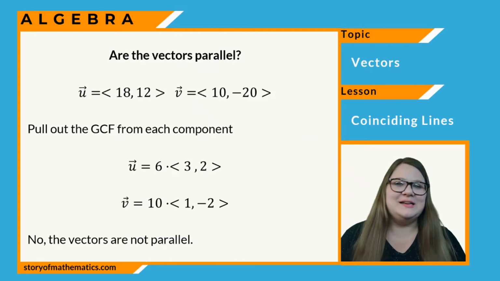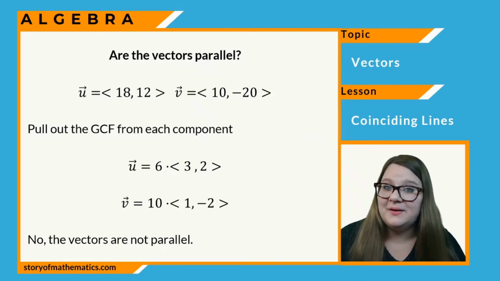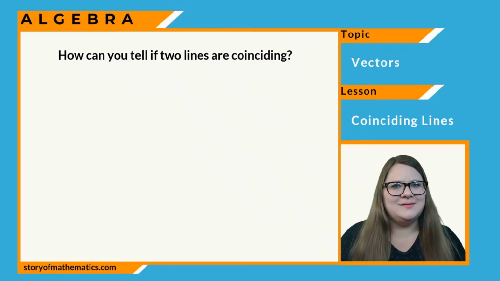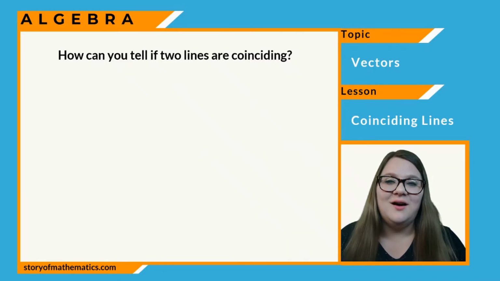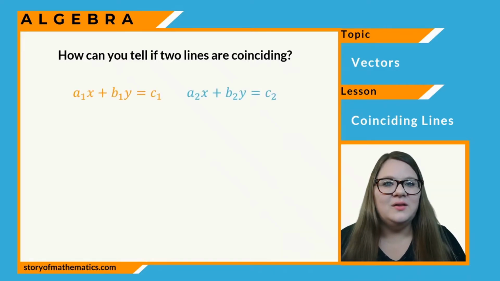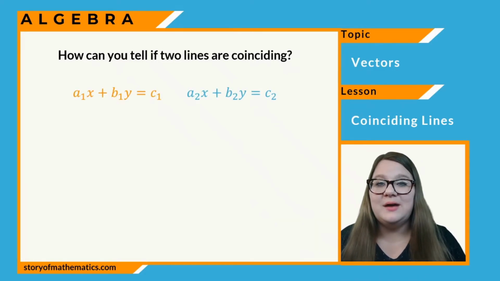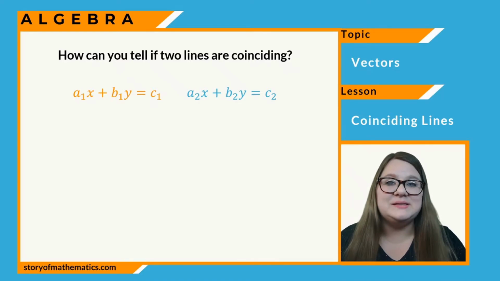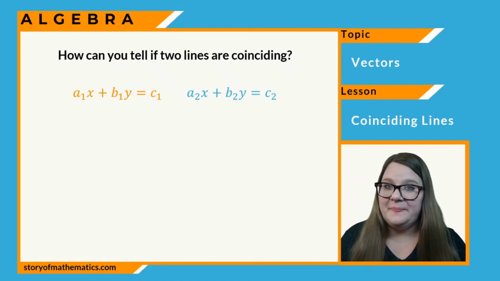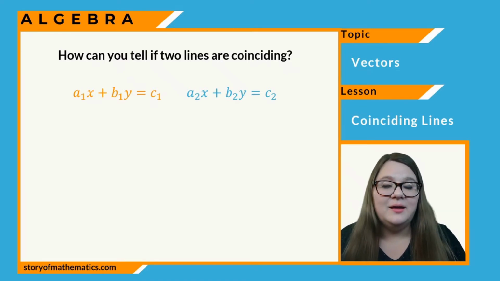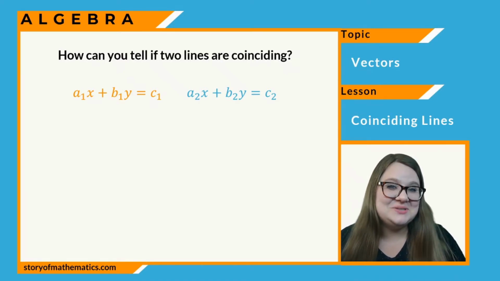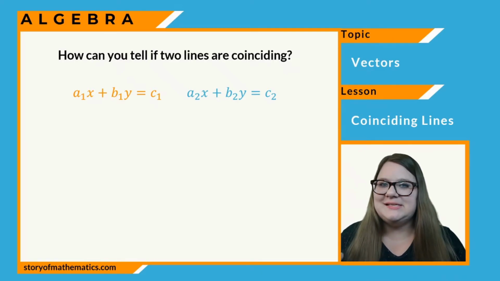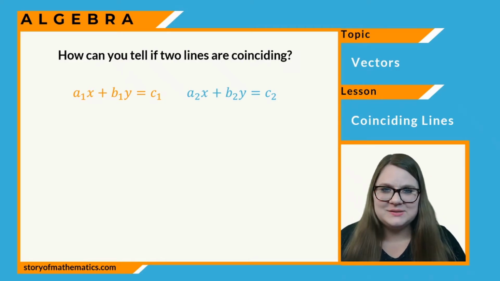As a reminder, this video is not actually about parallel vectors, it's about coinciding lines. So how do we use what we just talked about to determine if two lines are coinciding? You're going to have two formulas here. You have an equation for your first line, which is a1x plus b1y equals c1. And then you'll have an equation for your second line, a2x plus b2y equals c2. So they're exactly the same form; we just have to make sure that we see that there are different coefficients.